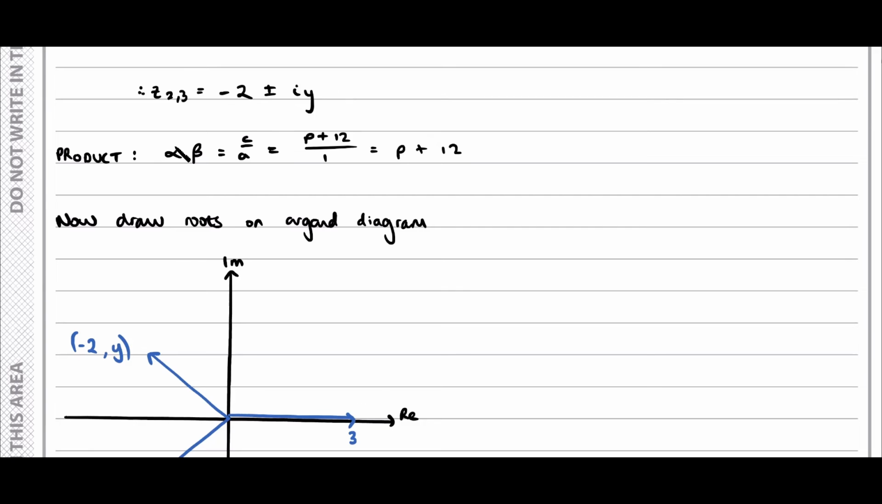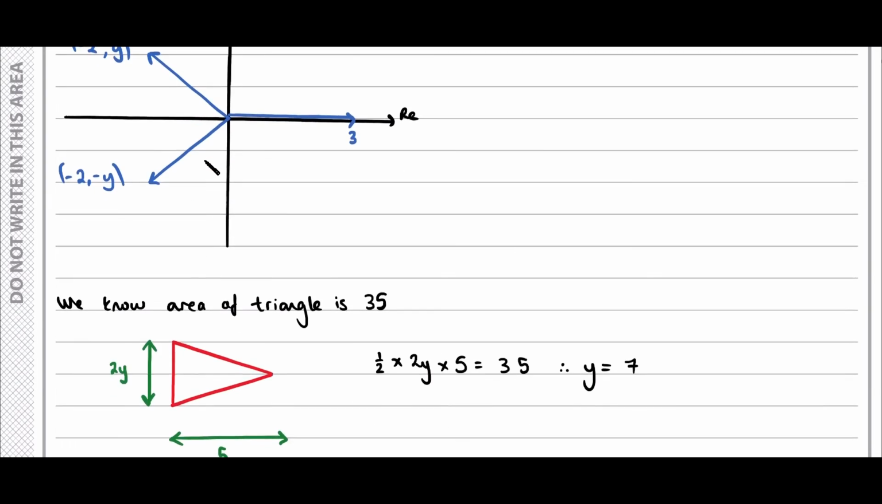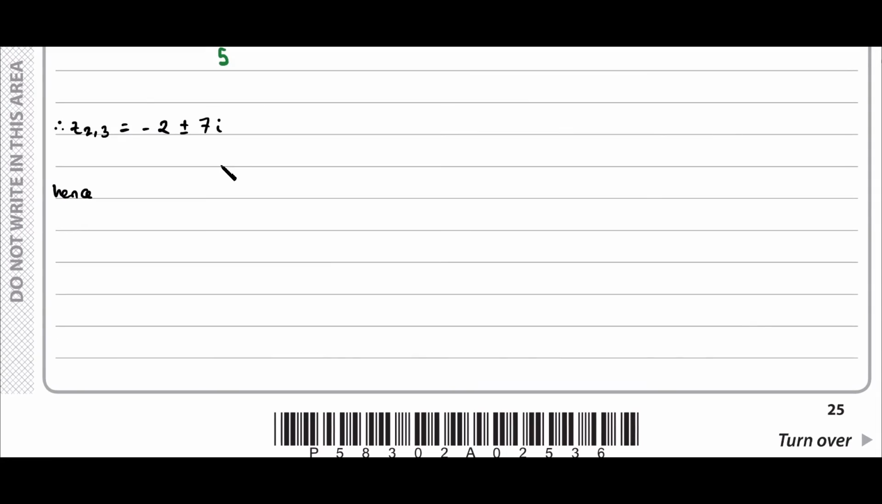So using the product, we can therefore say that we have minus 2 plus 7i, lots of minus 2 minus 7i, so alpha times by beta equals P plus 12. So we have 53 equals P plus 12. P is equal to 41.